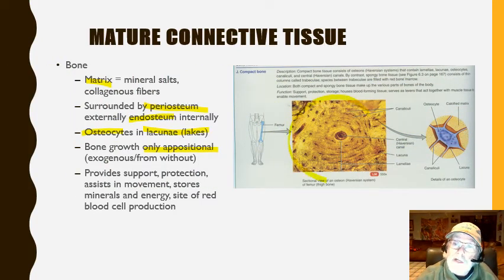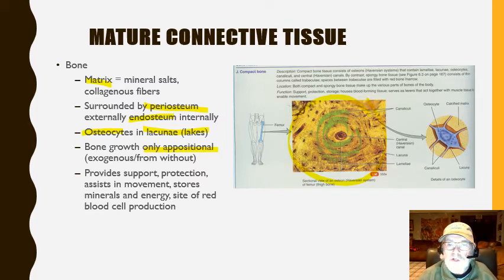This is exactly what bone looks like. I'll show you some better pictures. See all those little black dots in there? It's hard to tell, but those little black dots look like they're in rings. Those are the osteocytes. Those are the bone cells. Everything else is that matrix.